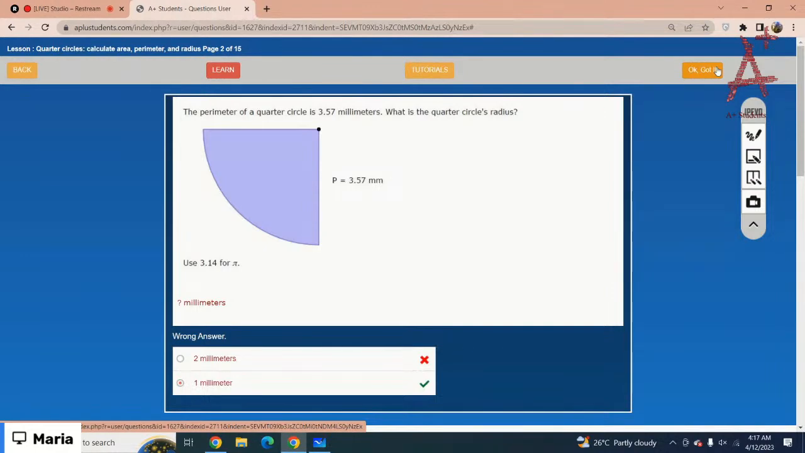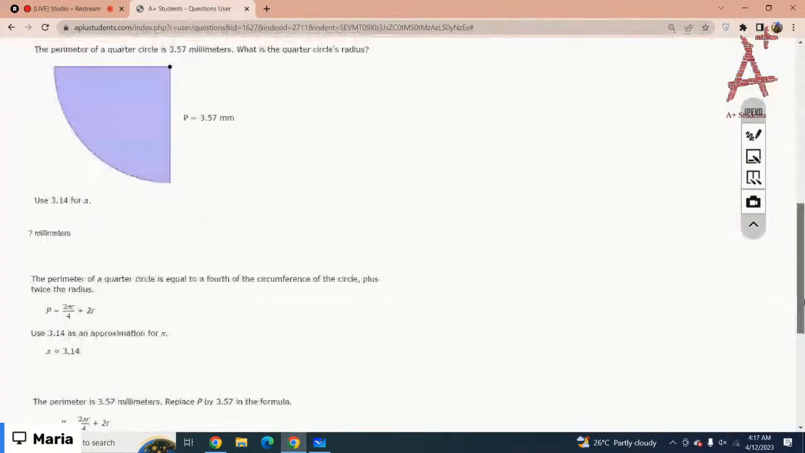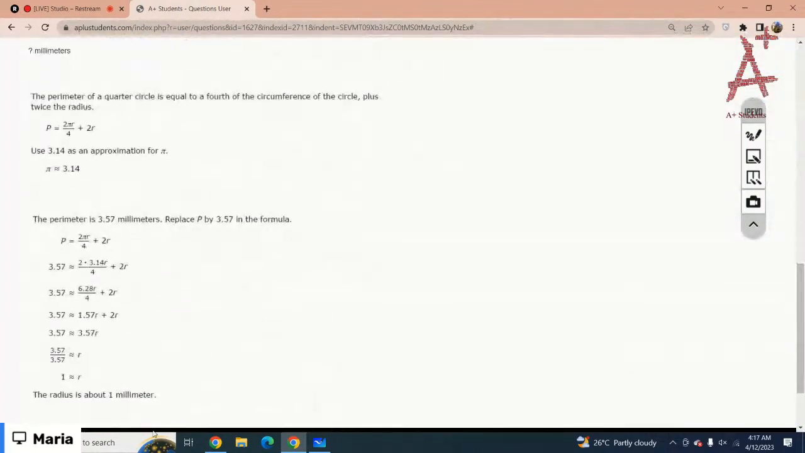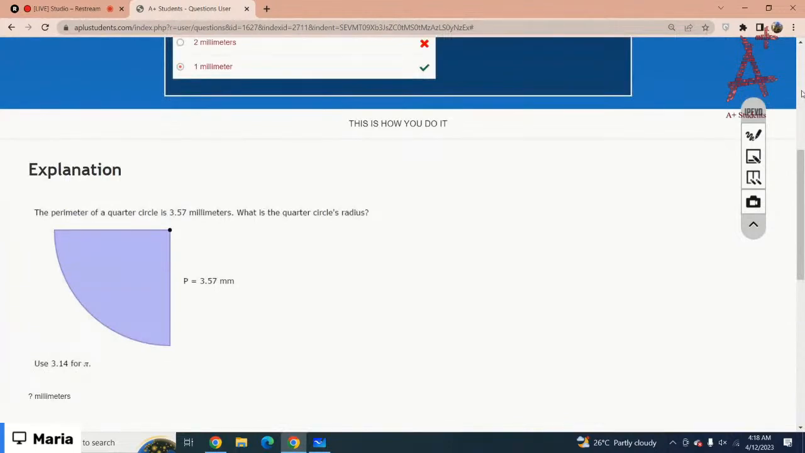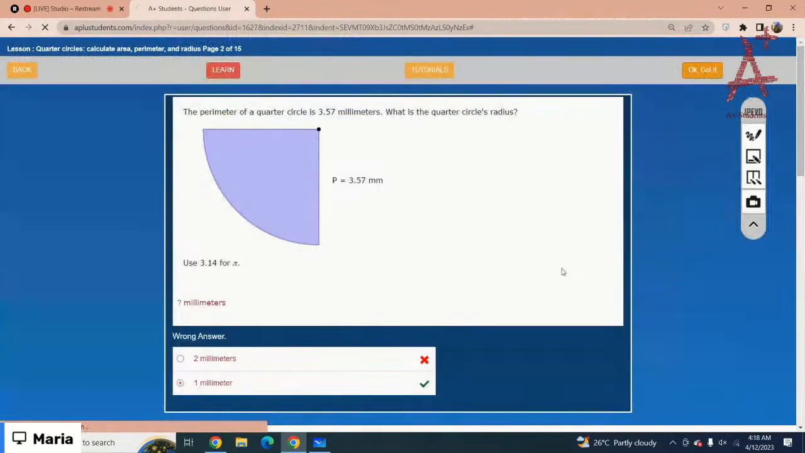One. That means I made a mistake in the calculations. Got it? Yes, I forgot to divide 6.28 by 4. Got it? You have to divide 6.28 by 4. It would be then 3.57 on both sides. So yes, that would be 1. Got it? The correct option is 1.